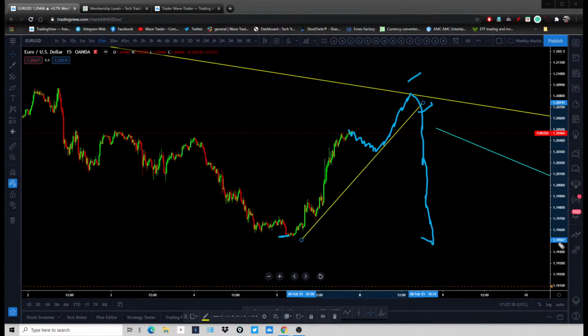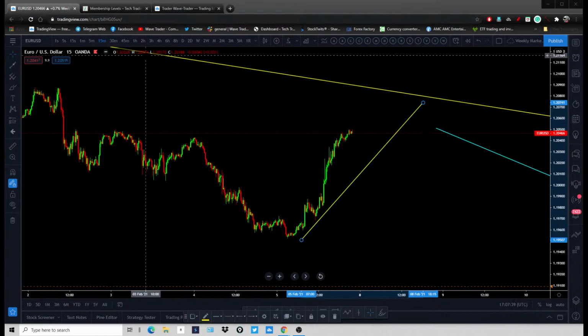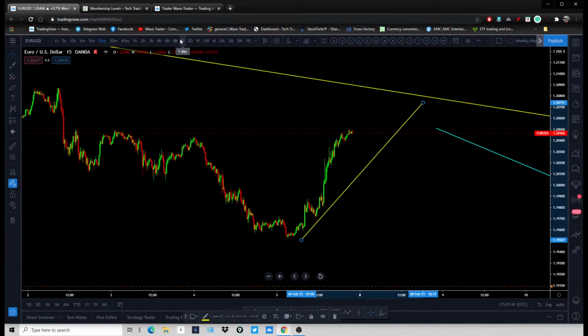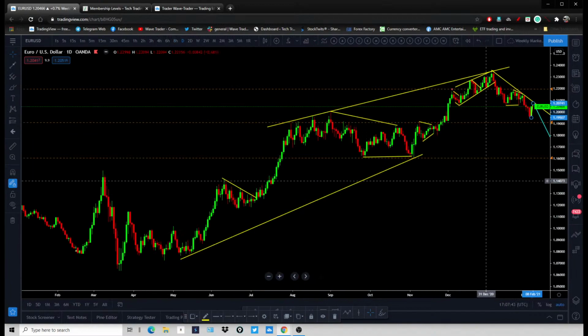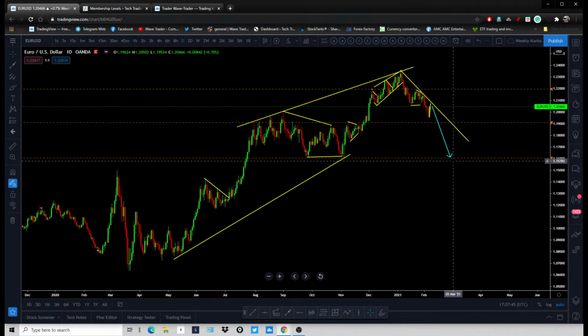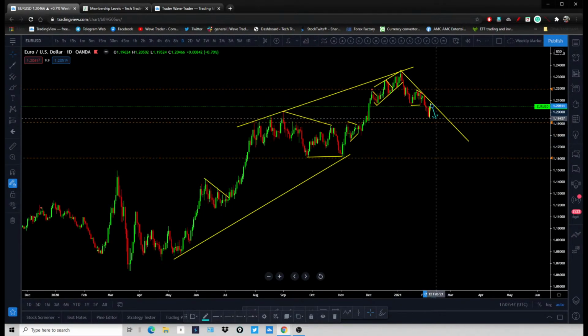So the short-term target is going to be 1950, the medium-term target 116, and the longer-term target much lower on euro dollar, 110, 111. Within these areas, 104, but it's going to take some time. So that's the lower time frame analysis. You're looking for the breakout and the short-term target next week.